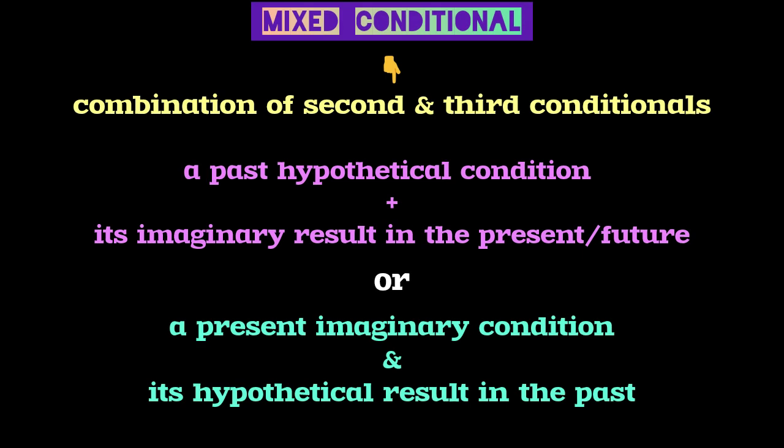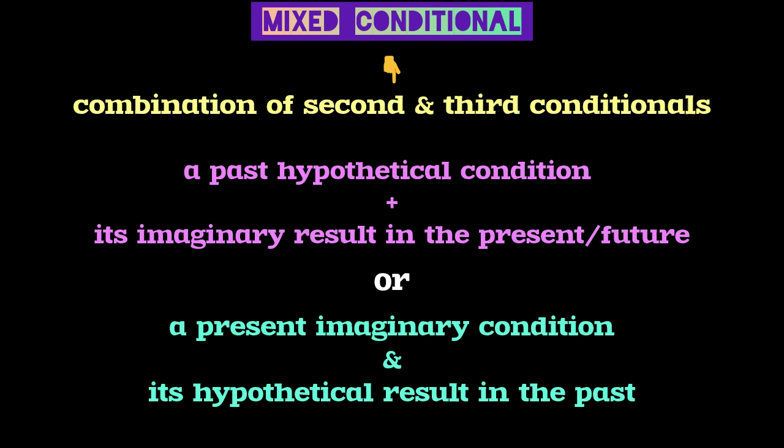Finally, we have what is known as the mixed conditional sentence. Now that we know the differences between the second and the third conditionals, let me tell you that a mixed conditional is a combination of the second and the third conditional sentences. You see, in English grammar, there are two types of mixed conditionals. Type 1 is a combination of a past hypothetical condition and its imaginary result in the present or future. Obviously, the condition is of type 3 conditional sentence, while the result is of the type 2 conditional sentence.